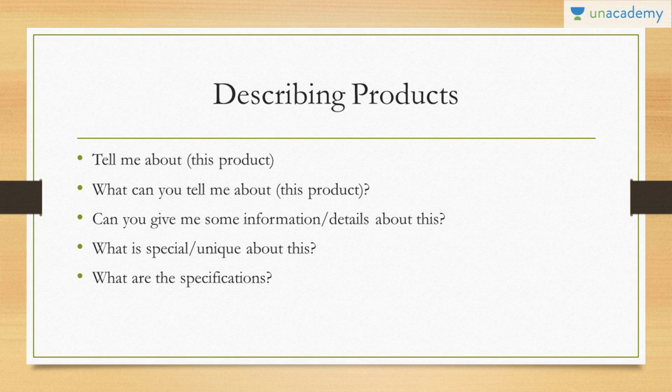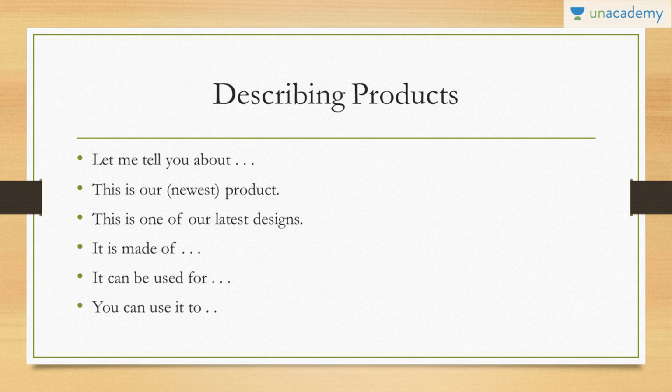Okay, next we move on to describing products. So tell me about this product. What can you tell me about this product? Can you give me some information or some detail about this? You can use information or detail, either of them. Or what is special or unique about this? What are the specifications?